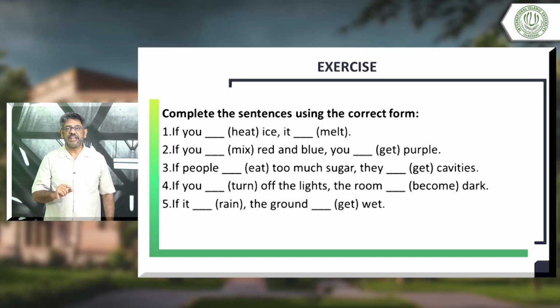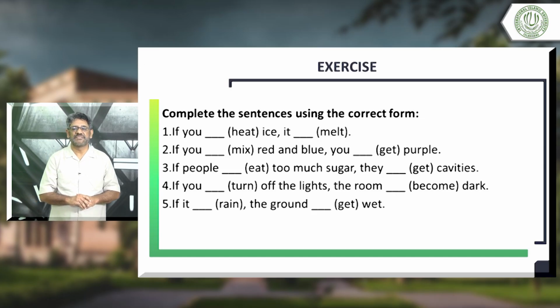If people eat too much sugar, they get cavities. Get the present form of the verbs, and we know it. This is what happens when we eat too much sugar. If you turn off the lights, the first form, the present form. If you turn off the lights, the room becomes dark.